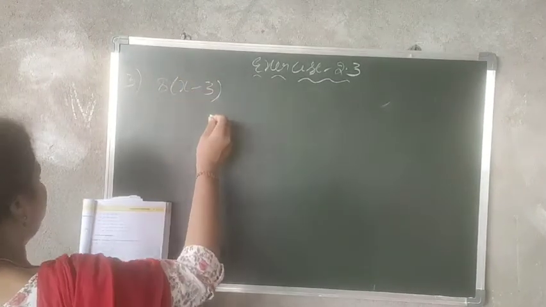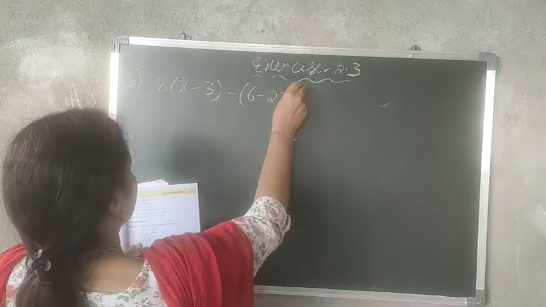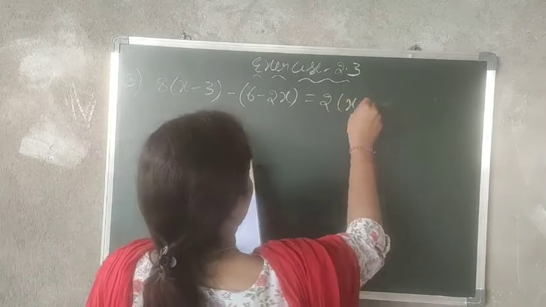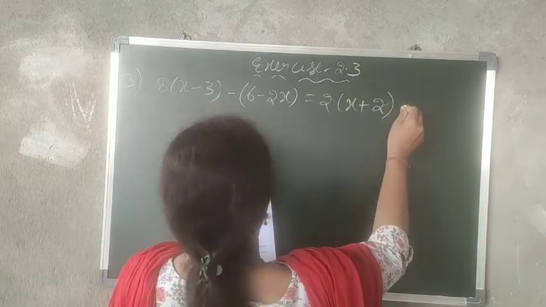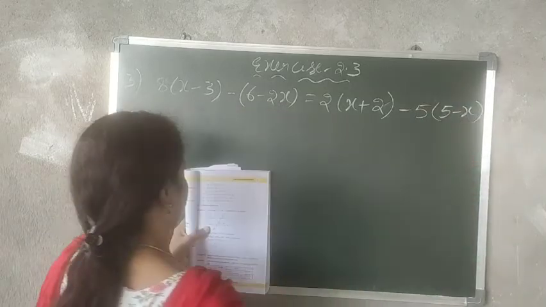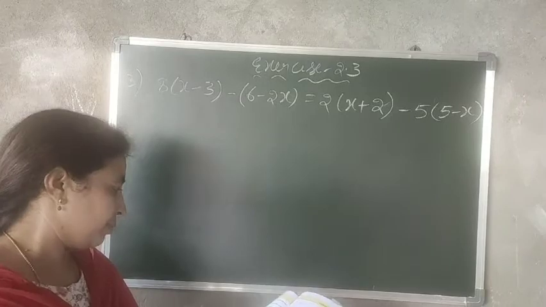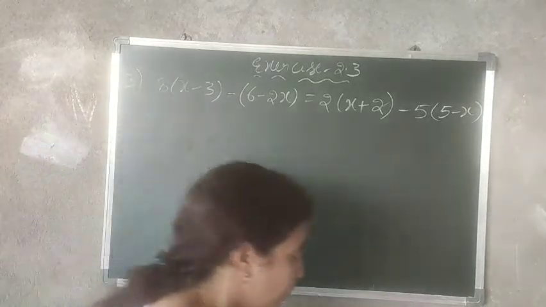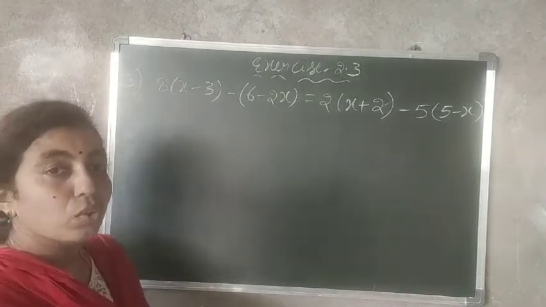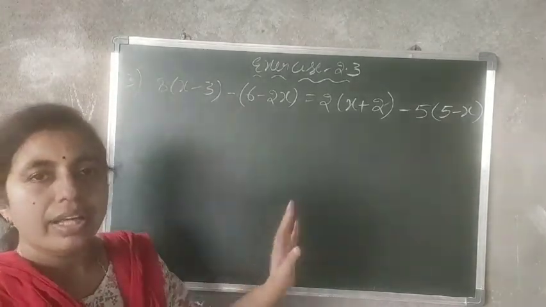8(x minus 3) minus of (6 minus 2x) is equal to 2 into (x plus 2) minus 5 into (5 minus x). Okay. So, again, what is the first step? To expand it. Expand on the left hand side and expand on the right hand side.